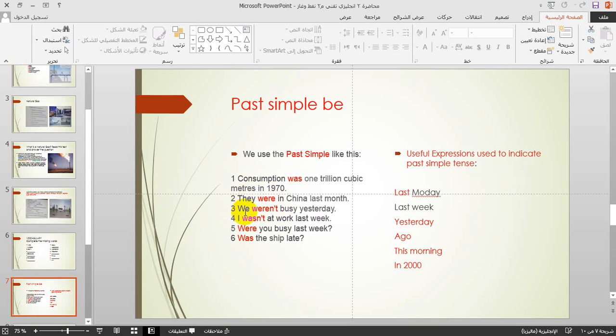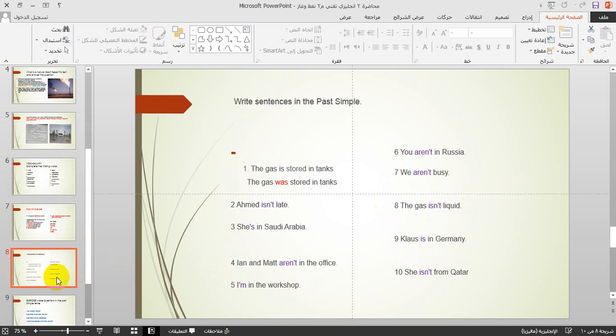On the right, these are useful expressions used to indicate past simple tense: last Monday, last week, yesterday, ago, this morning, in 2000. These are words that indicate the past simple. You know these basics. So write sentences in the past simple. The first one is given to you as an example.